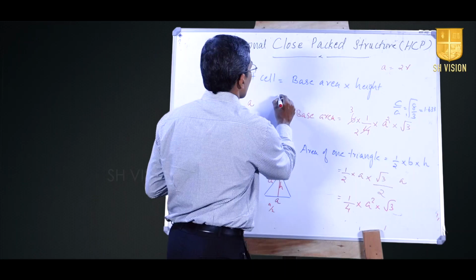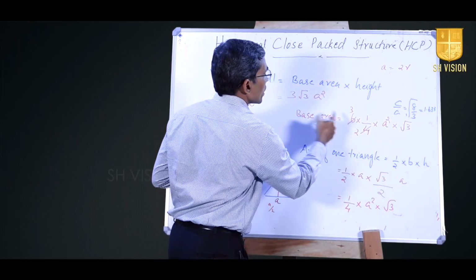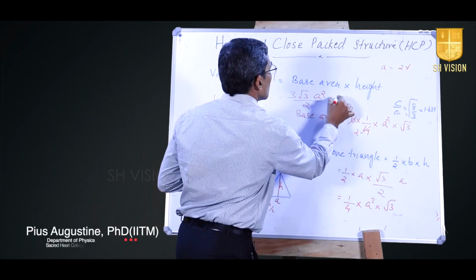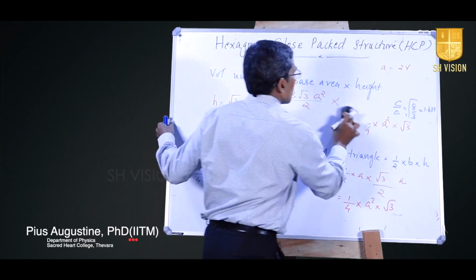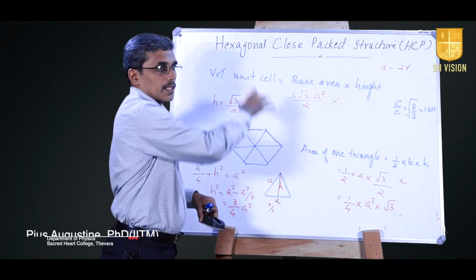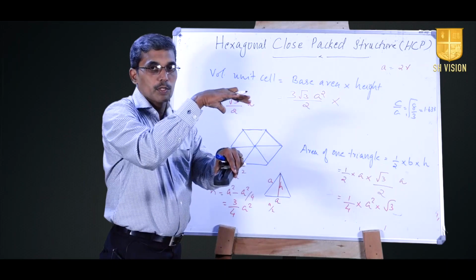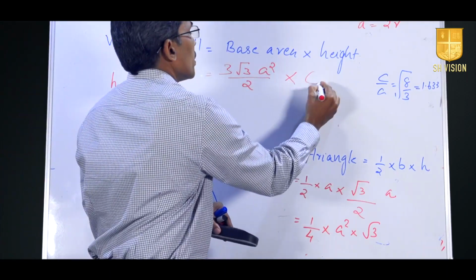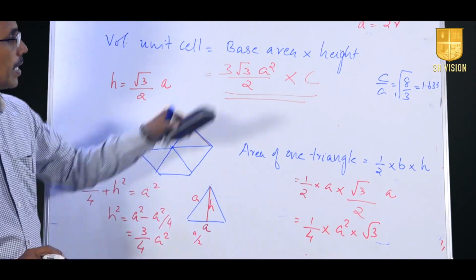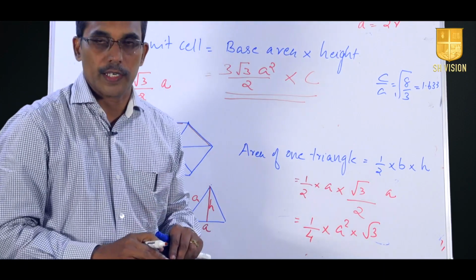That is the base area, so we can substitute here. 3 root 3 a square by 2 into the height. In the case of the hexagonal close packed unit cell, the height is the distance between A layers, that is equal to C. So this is the volume of unit cell.